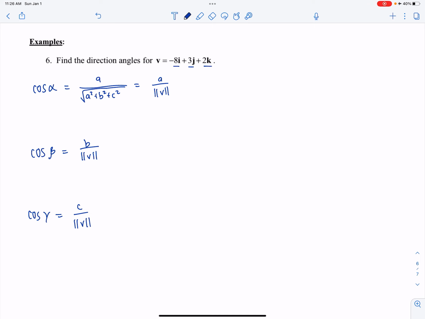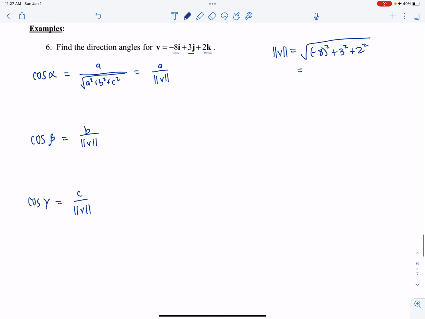So what we need for all of these in order to find solutions is the magnitude. So what's the magnitude of this vector? We're going to have negative 8 squared plus 3 squared plus 2 squared, all under a radical. This is going to give us 64 plus 9 plus 4, radical 77.